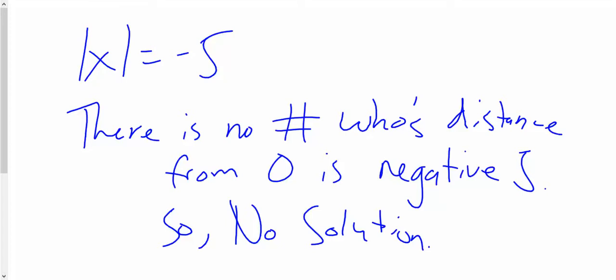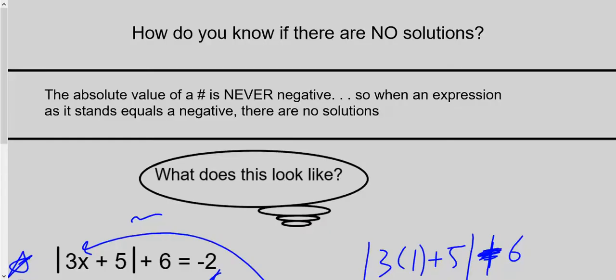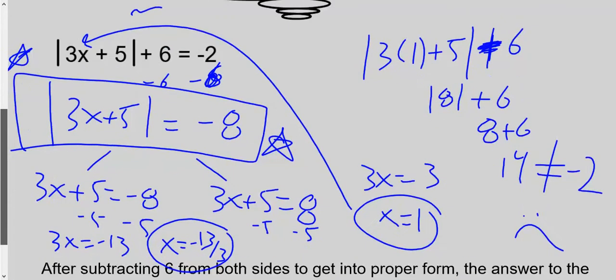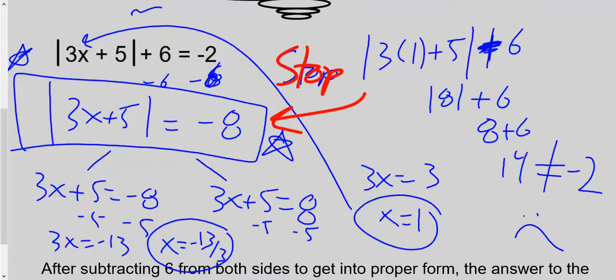Alright, so going back to these notes here, how do you know if there's no solution? The absolute value of a number is never negative. So when an expression as it stands equals a negative, there are no solutions. And this is the example to go with it. Once you get right here, stop. I should write that in red, stop. Right there. You are done. You can write down no solution.